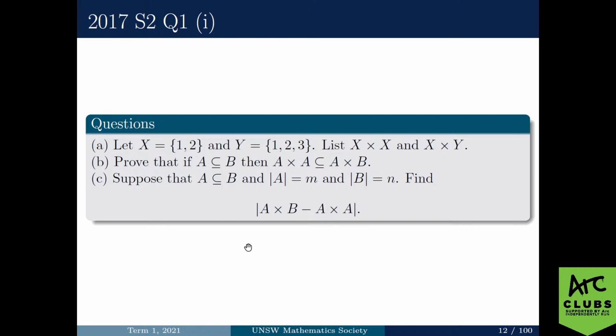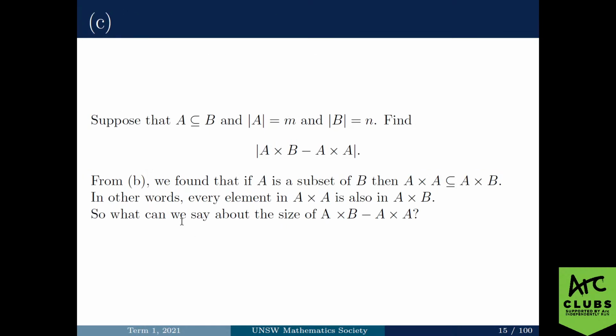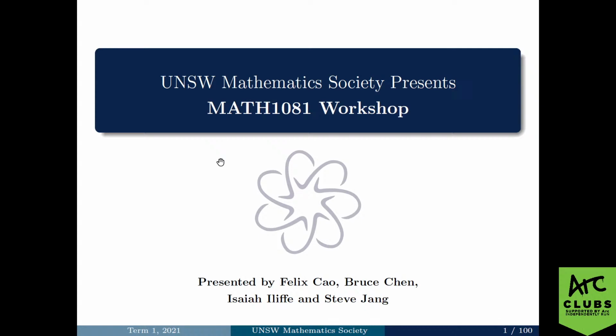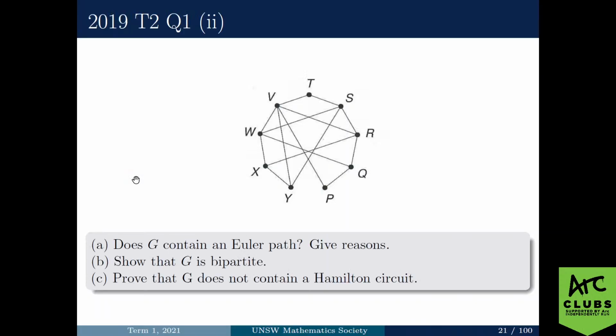Alright, I think we're running short of time, so I'll skip to topic 5, which is graphs. This question is from 2019, and there's a pretty big graph with like 9 vertices. The first question is, does G contain an Euler path? Give reasons.